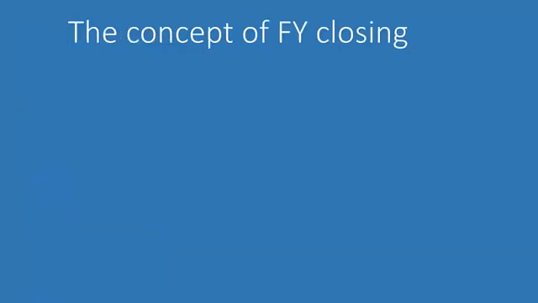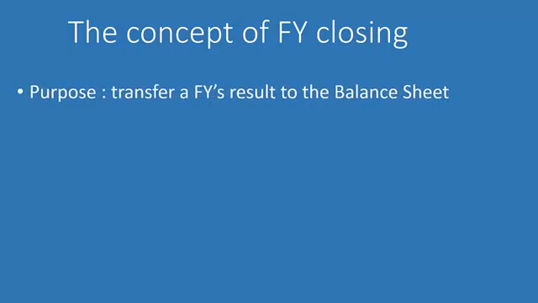First, let's talk about the concept of closing a fiscal year in Microsoft Dynamics NAV. The purpose of closing a fiscal year is to transfer a fiscal year's result to a retained earnings account on the balance sheet. You do so by creating corrective entries which bring the total balance for a fiscal year to zero for every single account on the income statement. These entries will have to be created in between the year that you are closing and the next fiscal year.